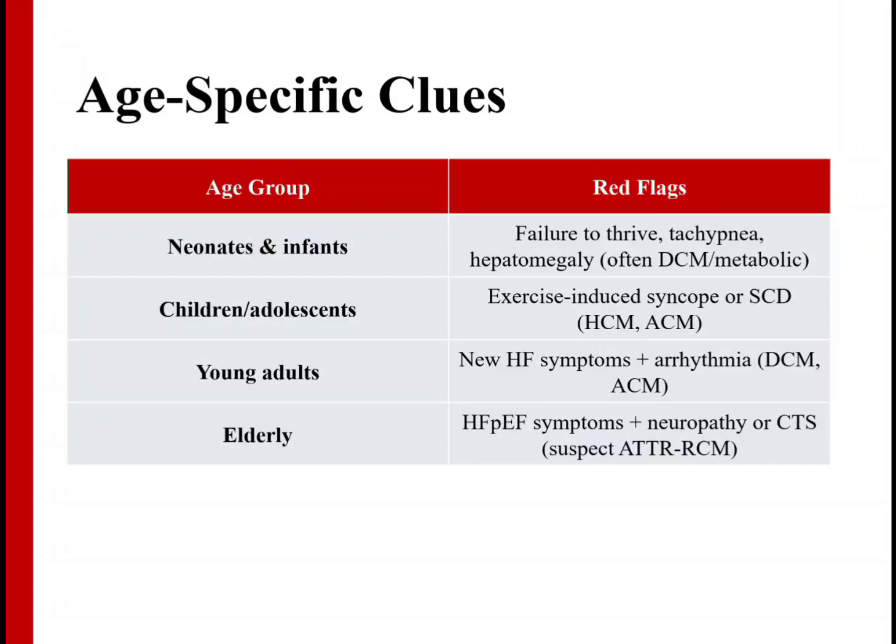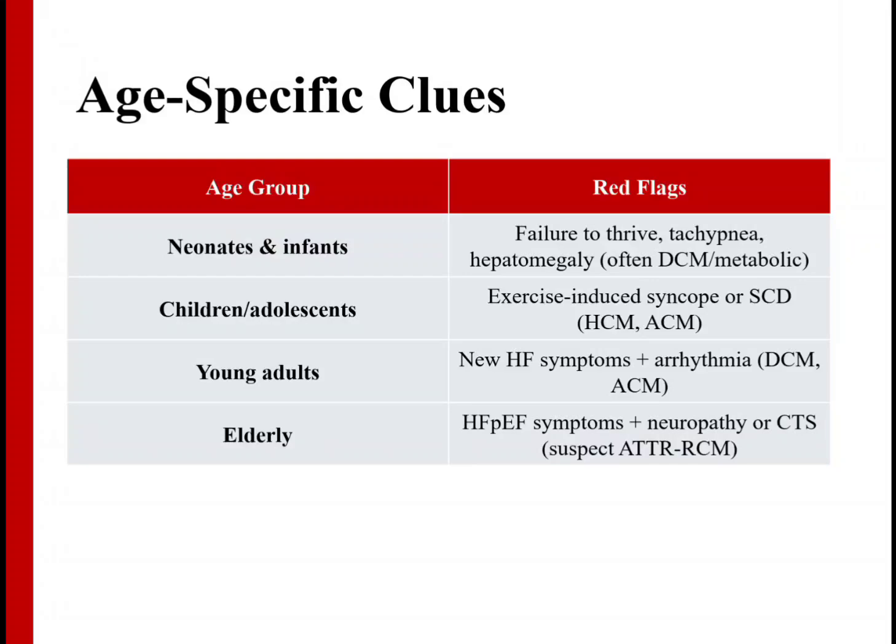Children and adolescents may present with exercise-induced syncope or sudden death, and you have to think especially of hypertrophic cardiomyopathy or arrhythmogenic cardiomyopathy, especially in athletic children with a positive family history. In young athletes in their 20s or 30s, new onset heart failure symptoms plus arrhythmias give the suspicion that there might be dilated cardiomyopathy or arrhythmogenic cardiomyopathy, particularly if previously undiagnosed.